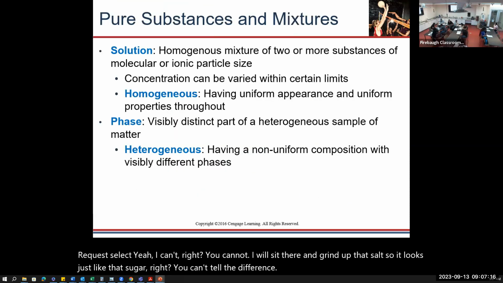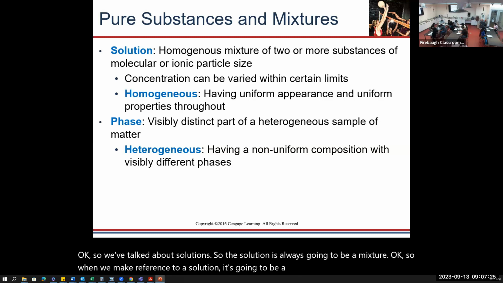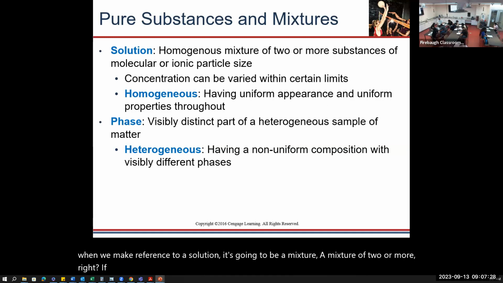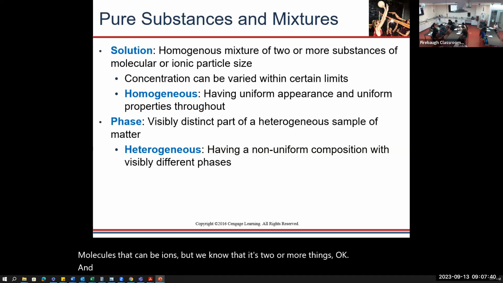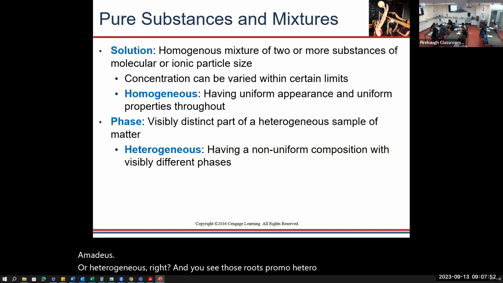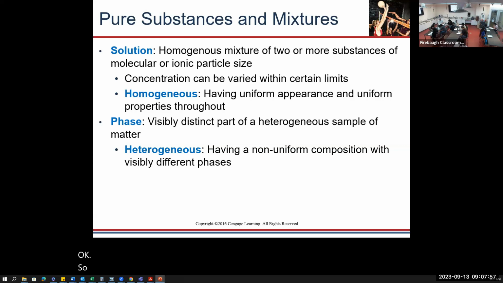Okay, so we've talked about solutions. So a solution is always going to be a mixture. When we make reference to a solution, it's going to be a mixture of two or more substances. That could be molecules, they can be ions, but we know that it's two or more things, okay? And we talked about homogeneous or heterogeneous, right? And you see those roots, homo, hetero. Homo meaning same, hetero meaning different, okay? And we're making reference to what we see visually, okay?